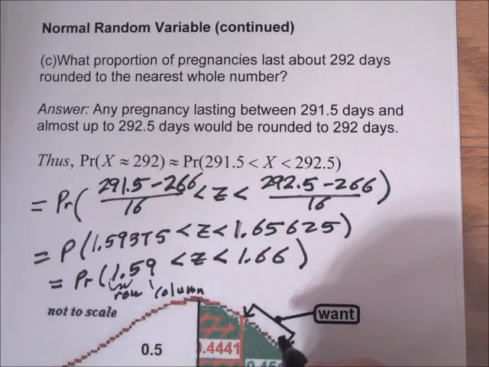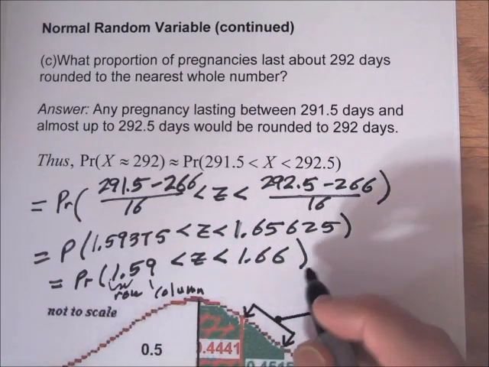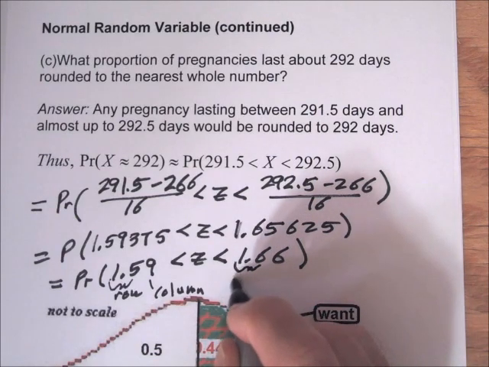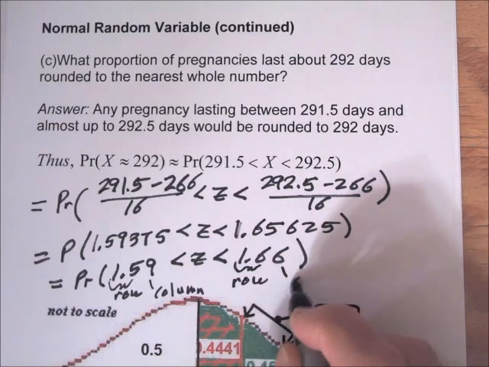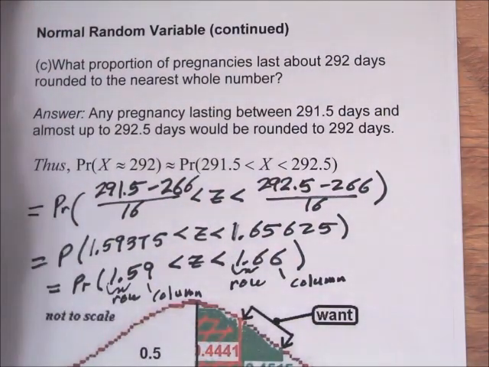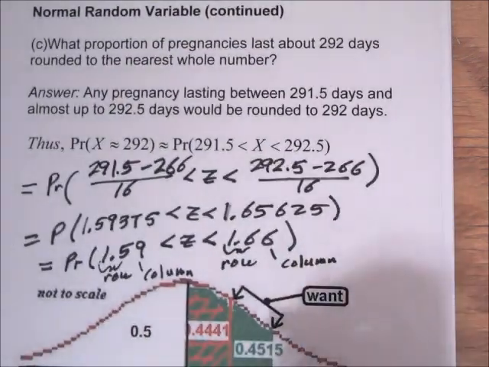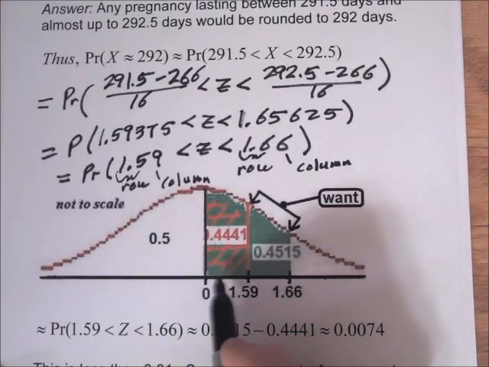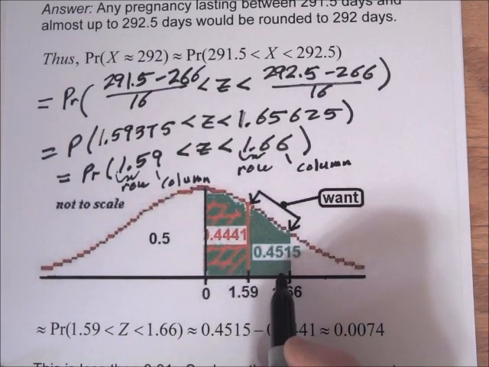And we get 0.4441, and look in row 1.6, column 6, and we'll get 0.4515. So again, our table, if you're using the one-page table, they give the z-scores between 0 and the number.